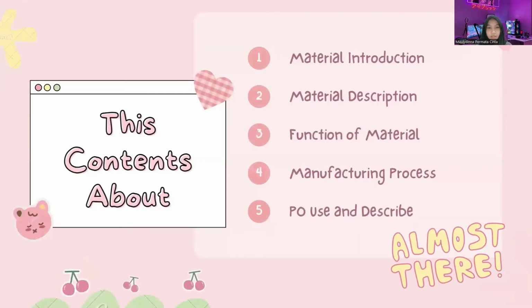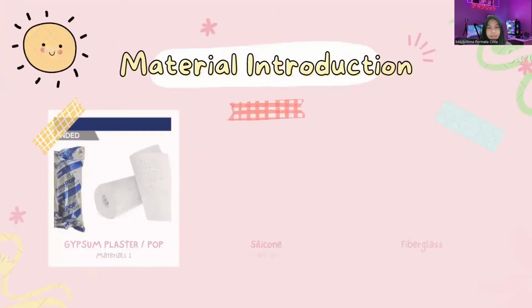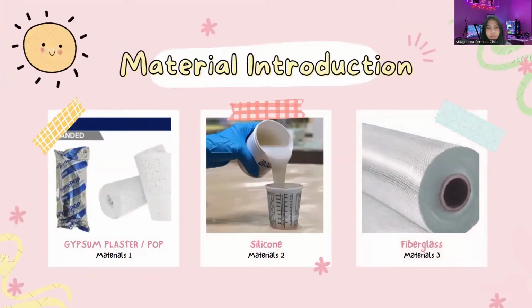The next is the content: number 1, material introduction; second, material description; third, function of material; fourth, manufacturing process; and last is POP use and description. In the material introduction, the first material is gypsum plaster or POP, the second material is silicone, and the last material is fiberglass.